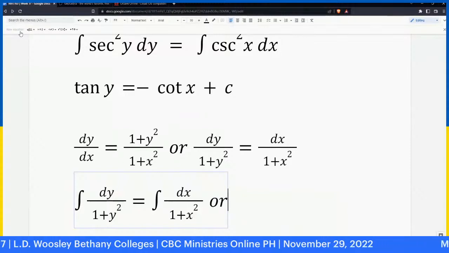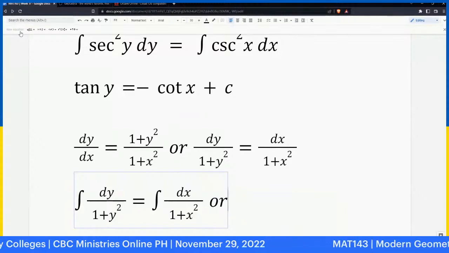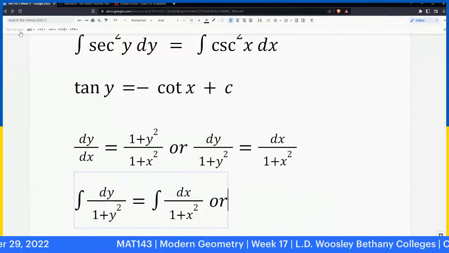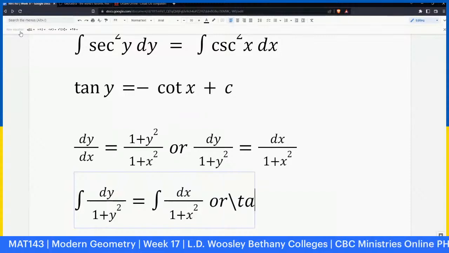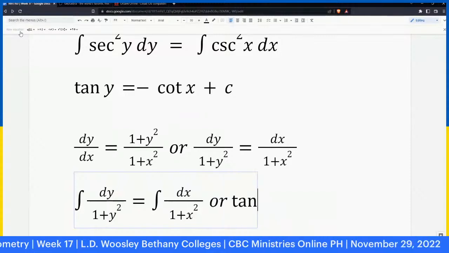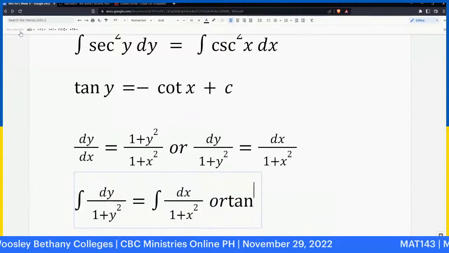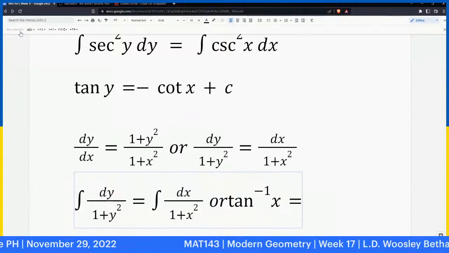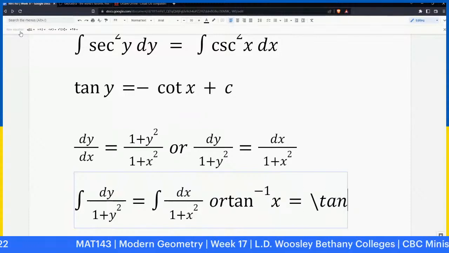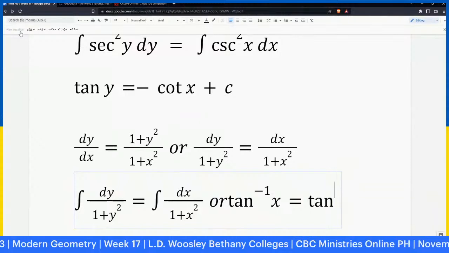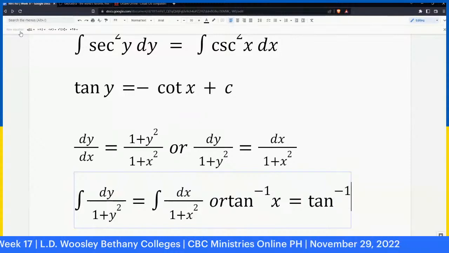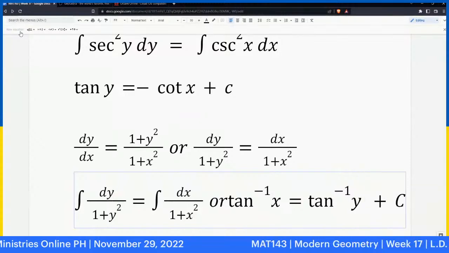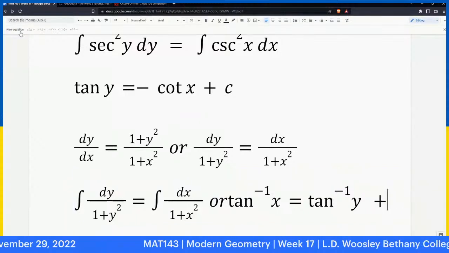Okay, make sense, Michaela? So what would be the answer here? Arctangent y equals arctangent x plus c. Actually, plus arctangent c also. So, plus c. Yung plus na yan, kukopyahin din natin.